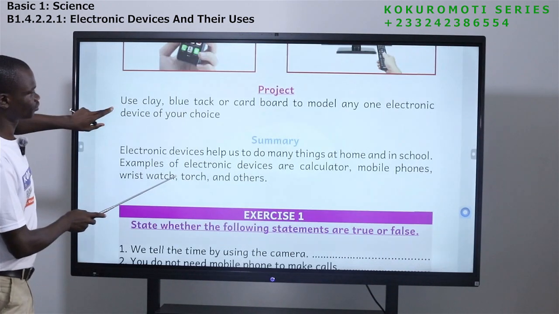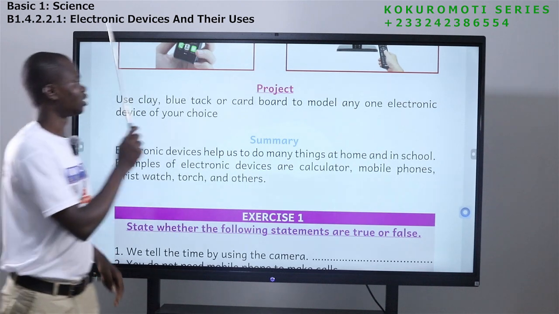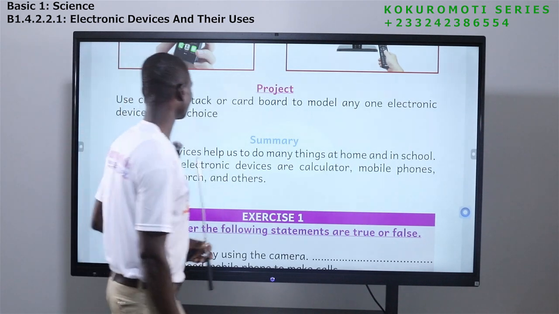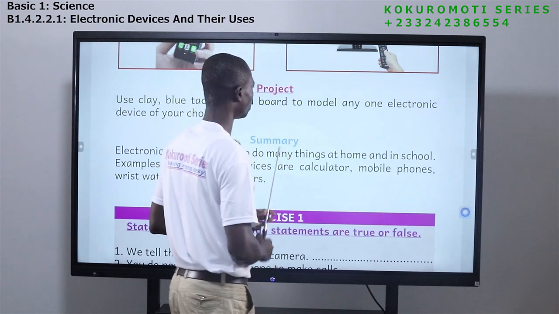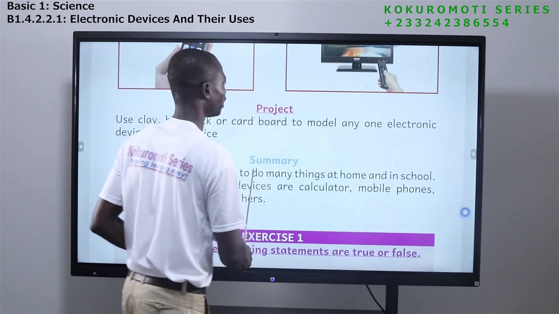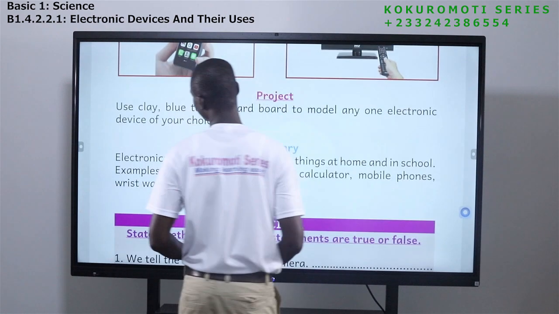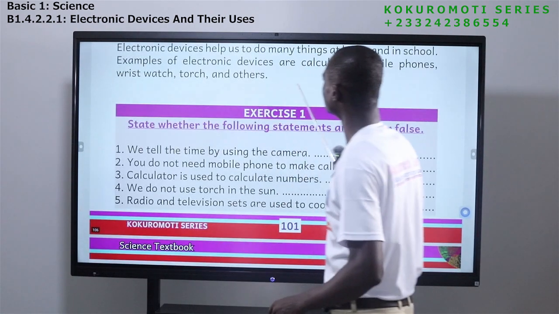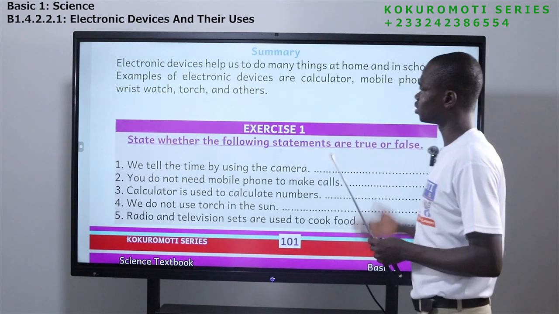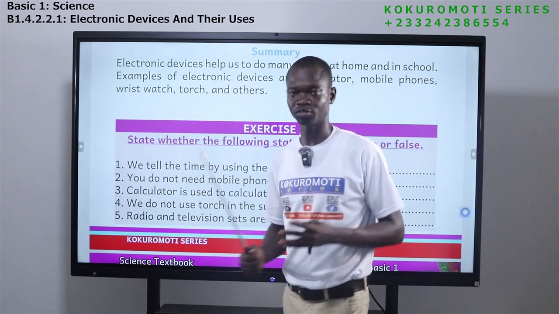Okay, so the project is to use clay, blue tack or cardboard to model any one electronic device of your choice. So you are going to use blue tack or clay to model any electronic device of your choice.